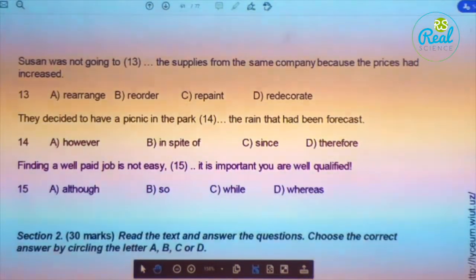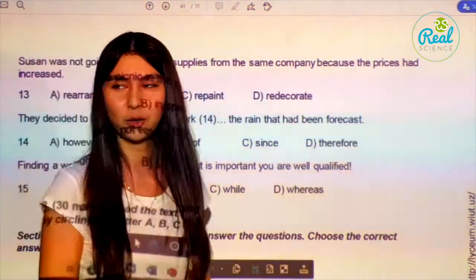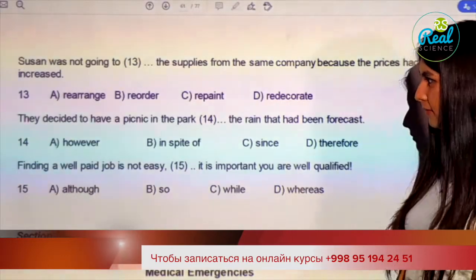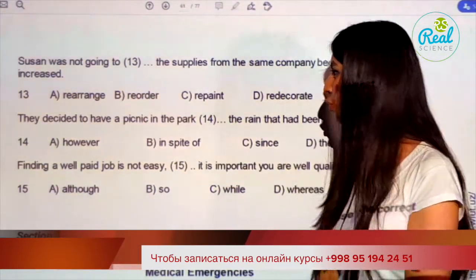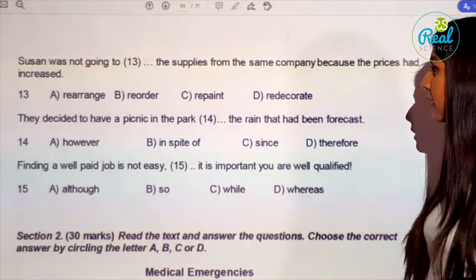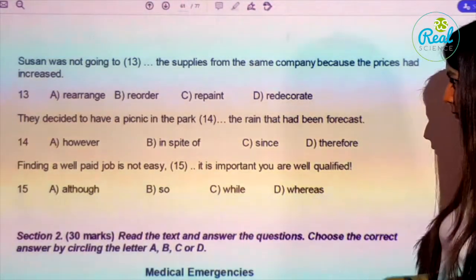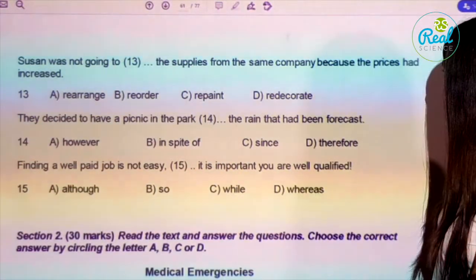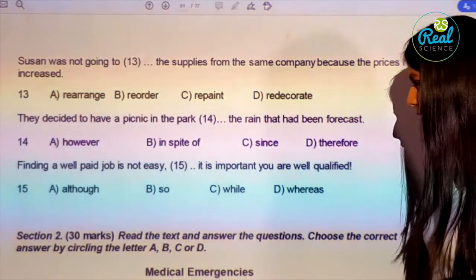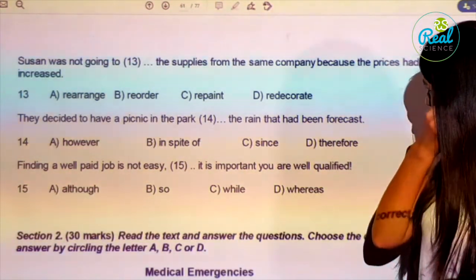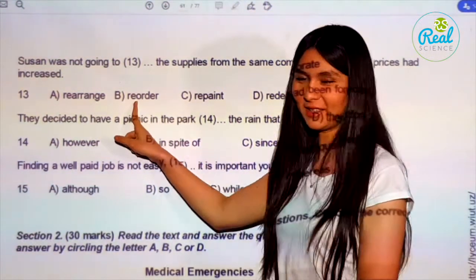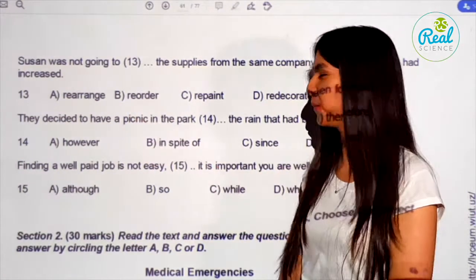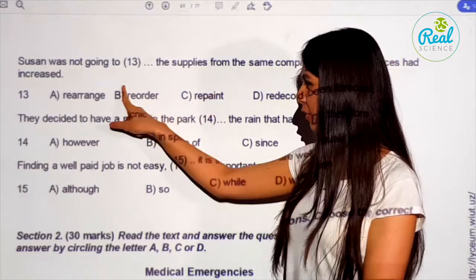And 13th, 14th, 15th together again. Who wants to read? I want. Susan was not going to reorder the supplies from the same company because the prices had increased. Yes, good job. Reorder. Good job, Jasmina. So B1 is very good. The best option.